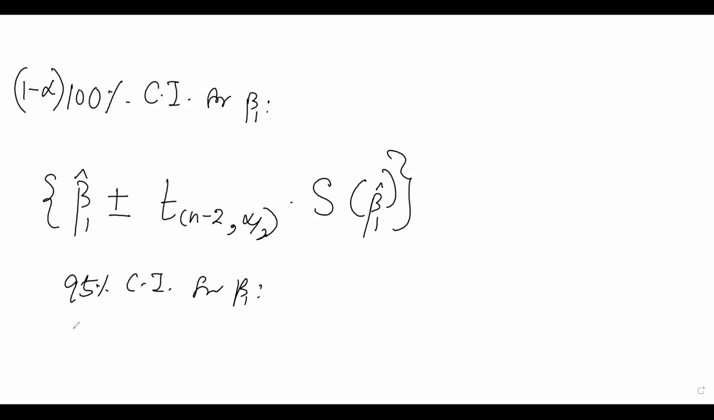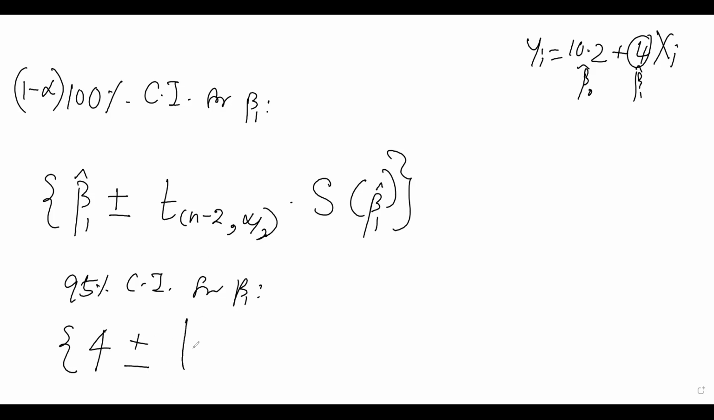So properly write that. So what is the value of beta 1 hat? This is our model. Yi is equal to 10.2 plus 4 times xi. So this is basically beta naught hat. This is basically beta 1 hat. So what is the value of beta 1 hat there? That is 4. Plus or minus, what is the t value? T n minus 2, n is what? In our air freight example, n is 10, right? So we have to take 8 degrees of freedom.